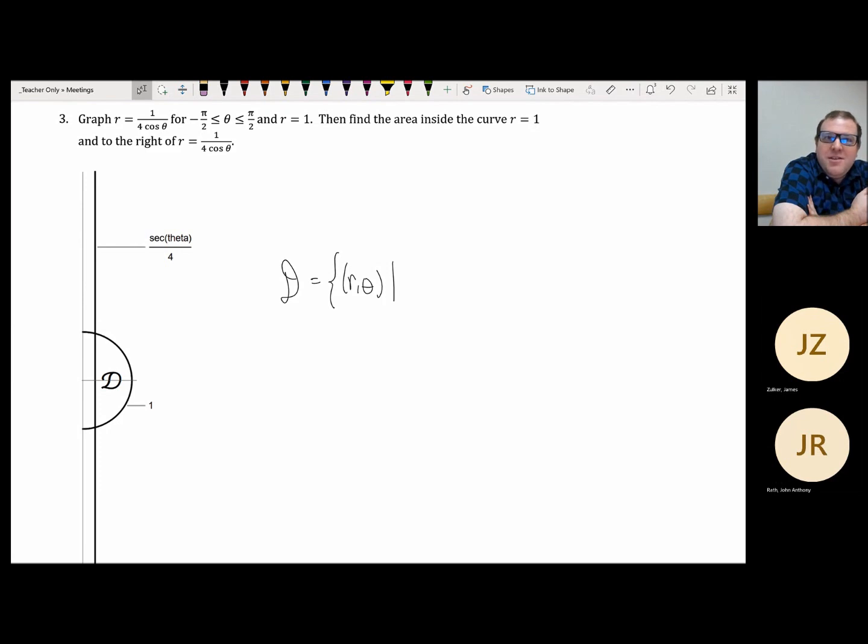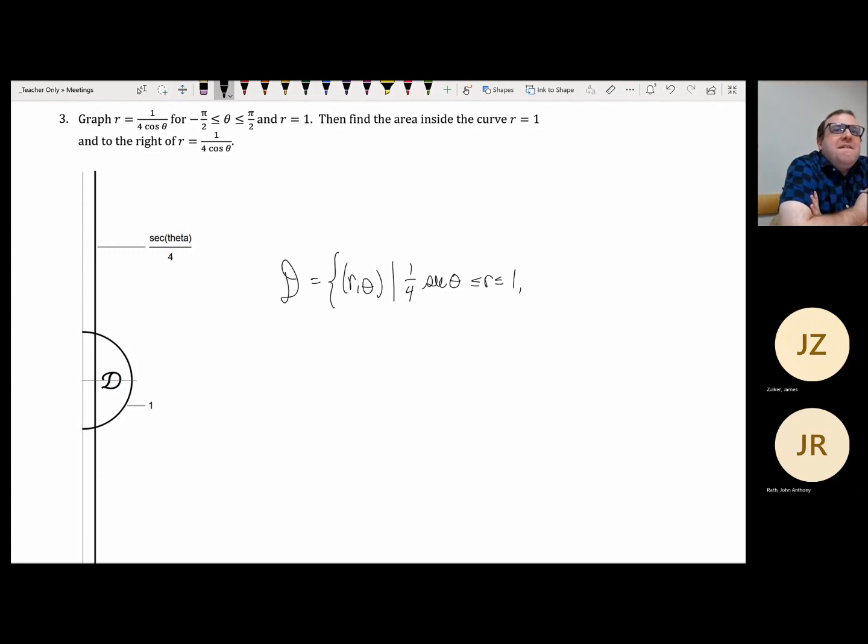Not 0 to 1. It's a quarter secant theta to 1. Right? What's the smallest distance from the origin? That line, which is a quarter secant theta. The largest distance it can be is the circle. And it was simple because it was already given to us in polar, so we didn't have to worry about converting it. That's nice.